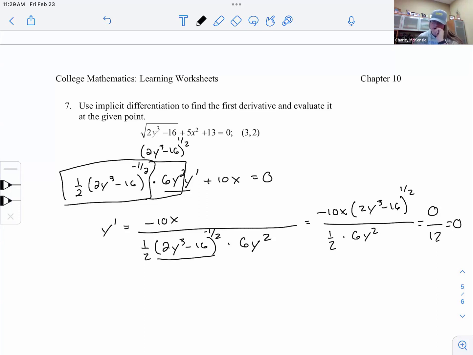Okay, I'm going to stop the video there. Basically, this whole section is really about solving for y prime and putting in numbers if you're given them.